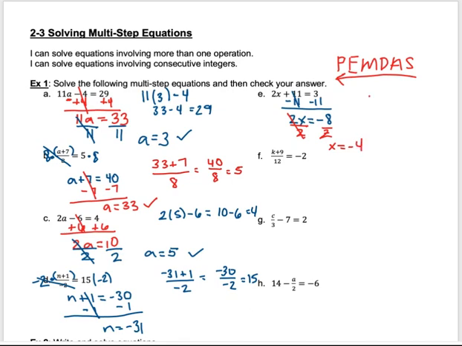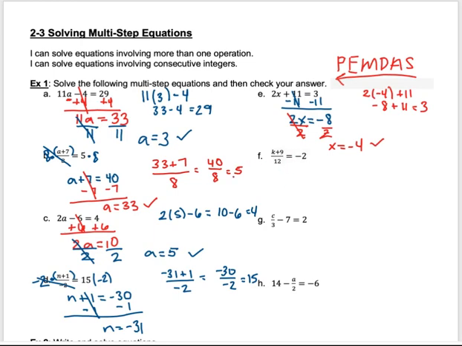Now I do want to check my answer, so I'm going to plug that back in. I have 2 times negative 4 plus 11. So 2 times negative 4 is negative 8 plus 11 is 3. So that is my answer. X equals negative 4 is my answer.